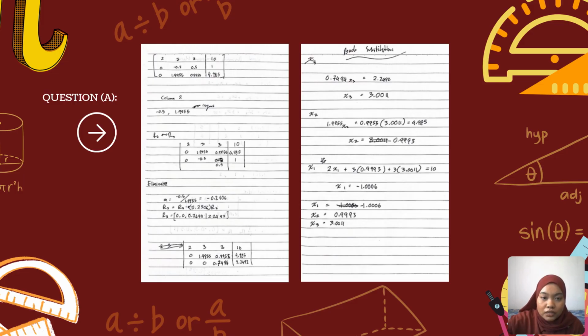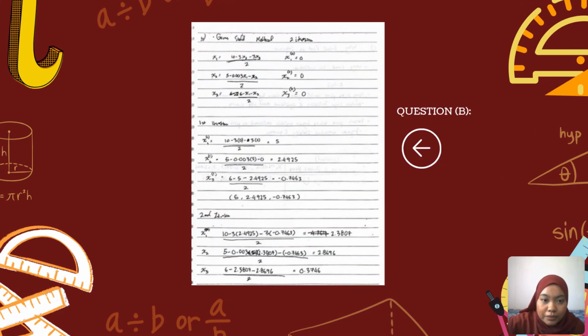The final solution obtained were x1 equals negative 1.0006, x2 equals 0.9993, and x3 equals 3.0011. These values represent the accurate solution of the system after applying Gaussian elimination together with partial pivoting.